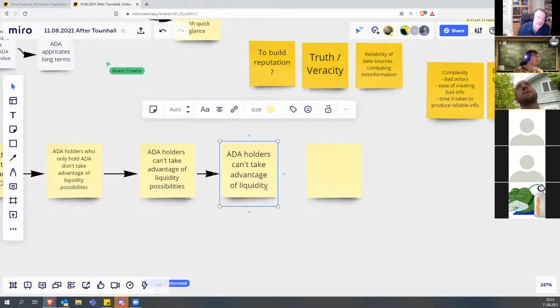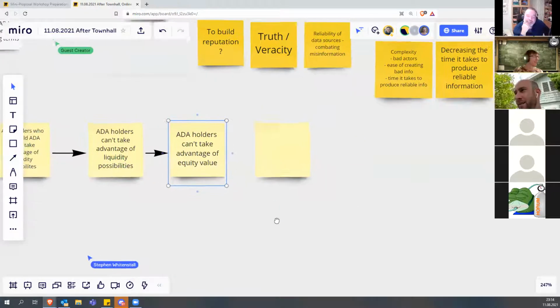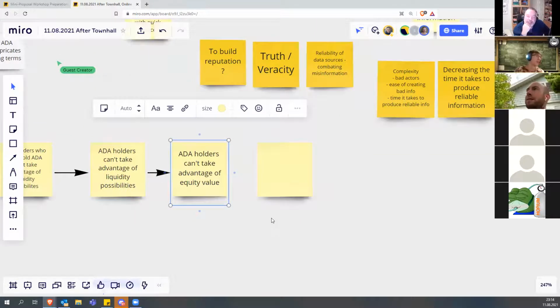Take advantage of the equity of their assets, or is that equity value? Maybe. That's a good one. Yeah, that is a good one, because that gets us out of liquidity. Liquidity is a bit of a buzzy term. But now if we ask why other holders should take advantage of liquidity, that's value. This gets interesting now.